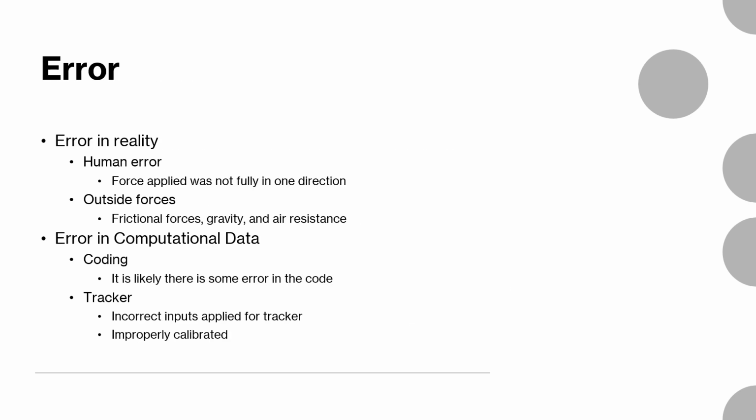Finally, we have to account for the error in our findings. This is in reality just human error, how the force was applied to the marker, how it might not be fully in one direction, as well as the outside forces acting on it that were not taken into account when we made our calculation. There are also probably a few errors in the computational data, such as the coding, or maybe just how it was inputted into Tracker. It could have been improperly calibrated, or some of the points could have been a little off, leading to the calculations being slightly different than they were in the realistic model.